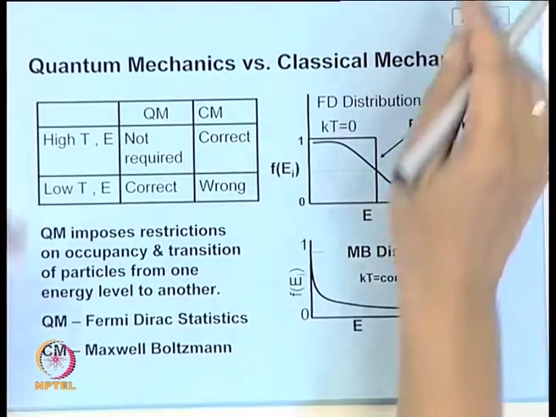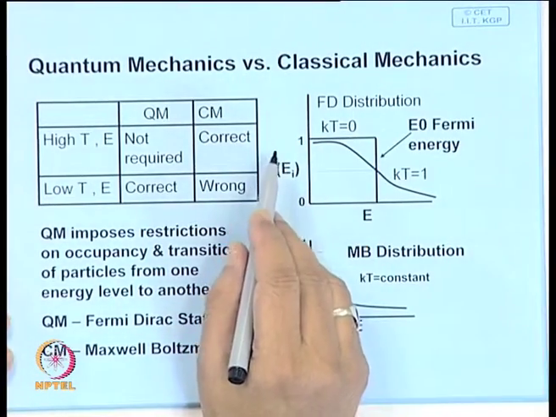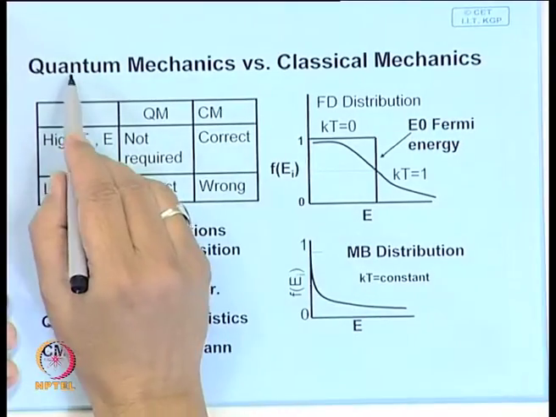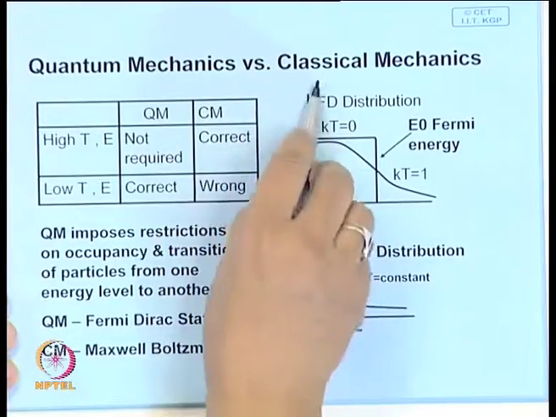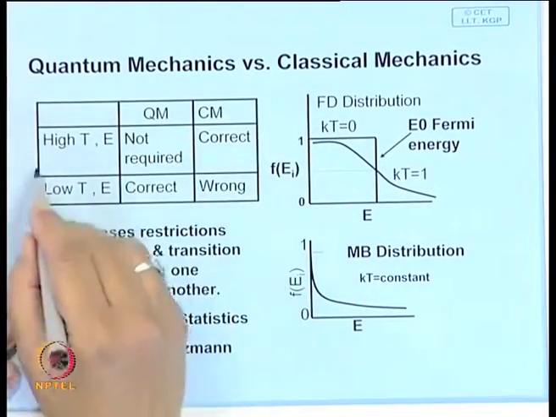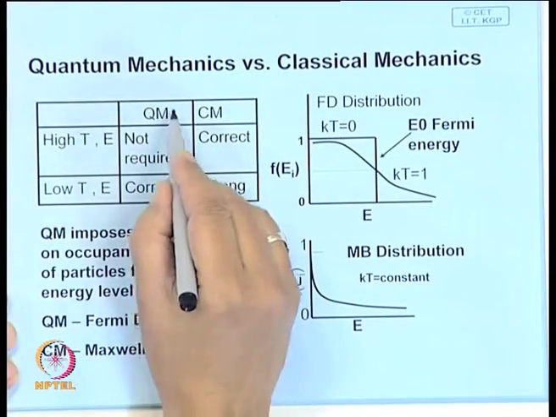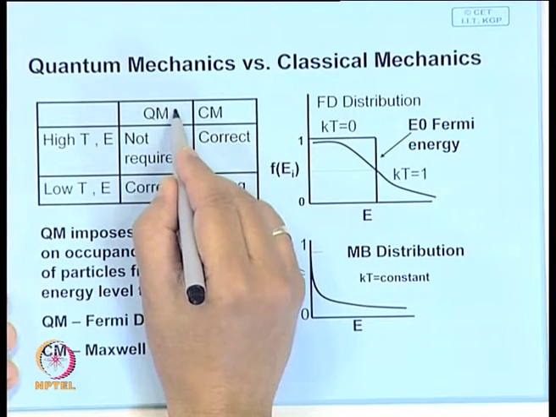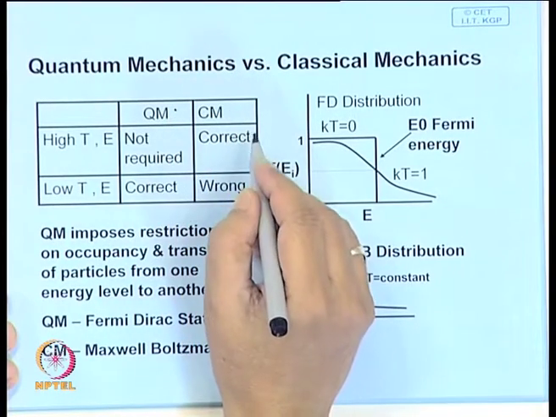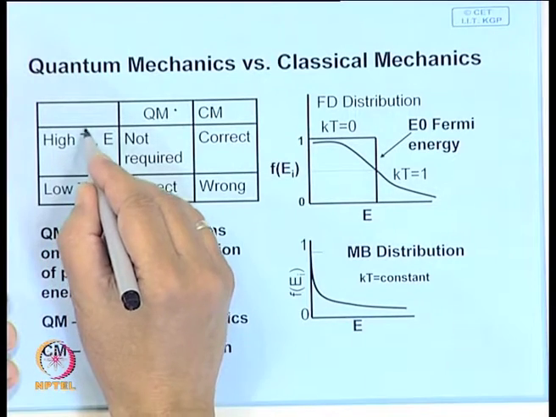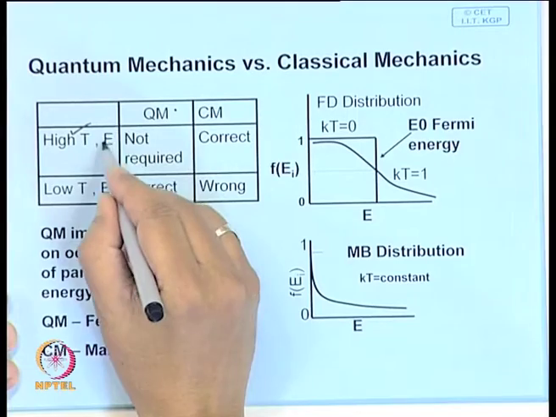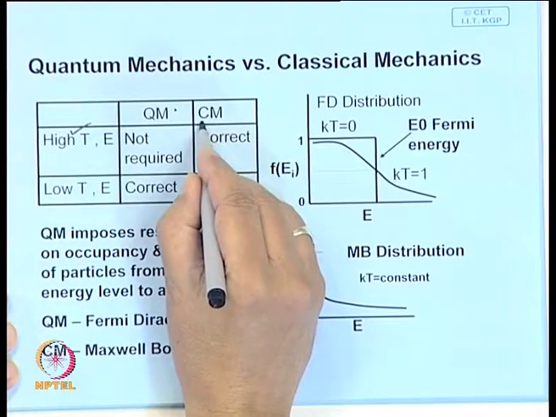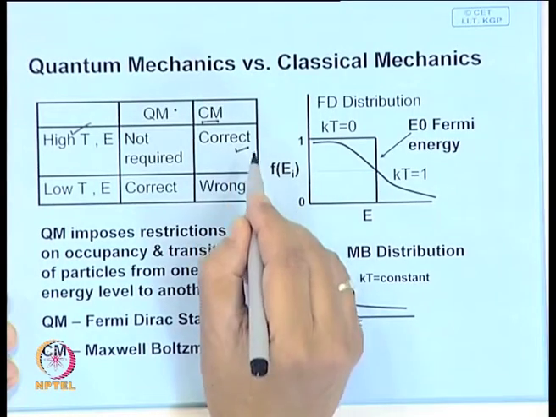And we talked about that to explain this, one has to refer to quantum mechanics. Basically, here is a short table which gives you when to apply quantum mechanics and when classical mechanics. Usually when we are looking at high temperature and high energy, that means particles have higher energy, classical mechanics gives correct prediction.